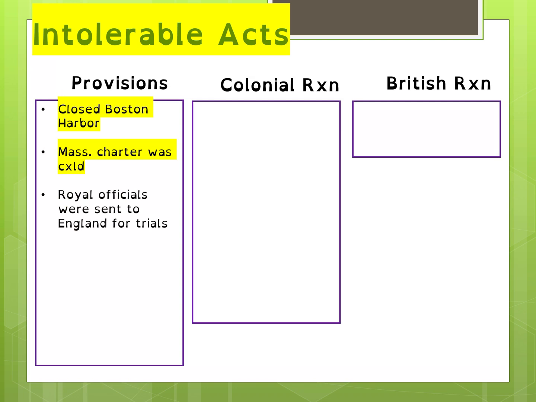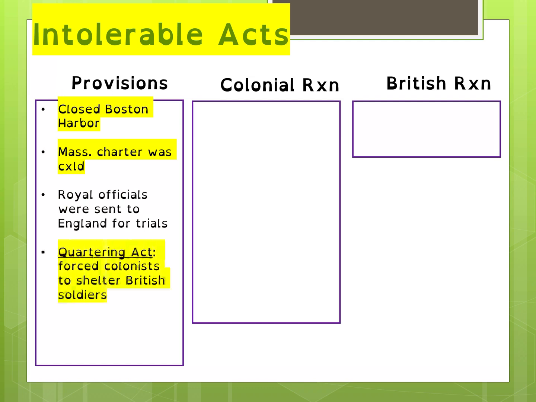Royal officials are going to be sent to England for any trials. So if anyone working directly for the English royalty here in America is accused of a crime, instead of being put on trial here in America, they're going to be sent back home to be put on trial, which basically means they're going to be able to get away with whatever they want.